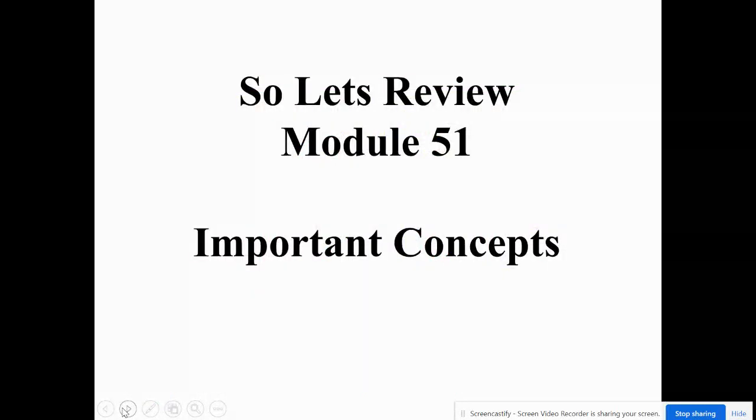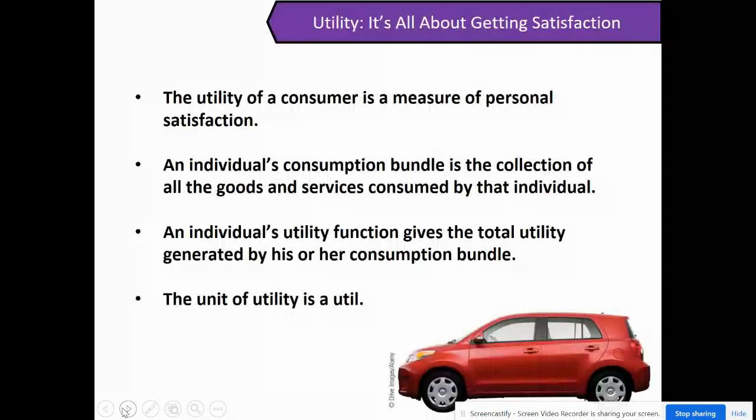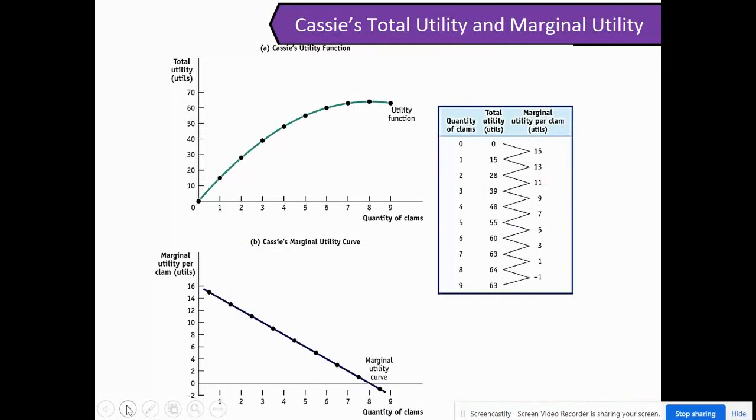So once again, when we think of the important concepts, we're looking at utilities, how much satisfaction you're getting from a given product. We're looking at your total satisfaction and then your marginal satisfaction, the additional satisfaction you get for each additional product. So if we look at the consumption function here, we could see that here's our total utilities.